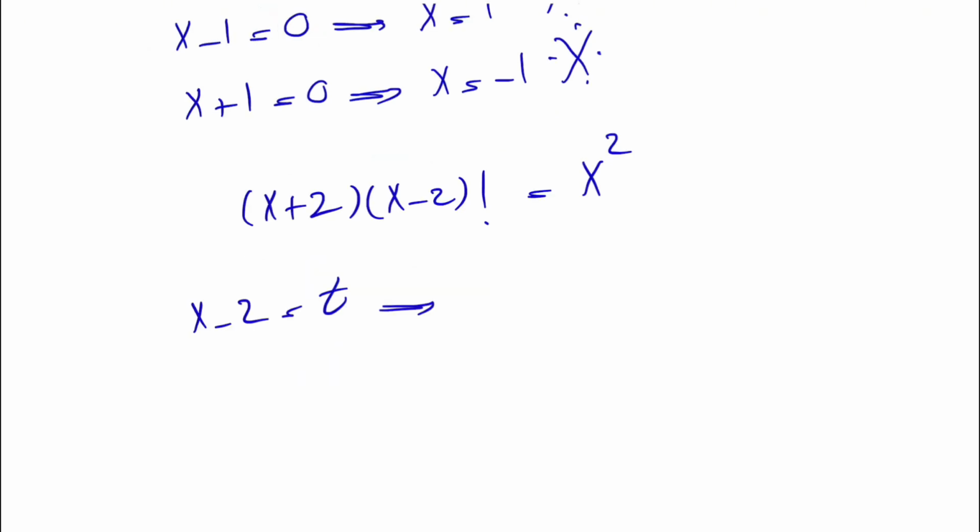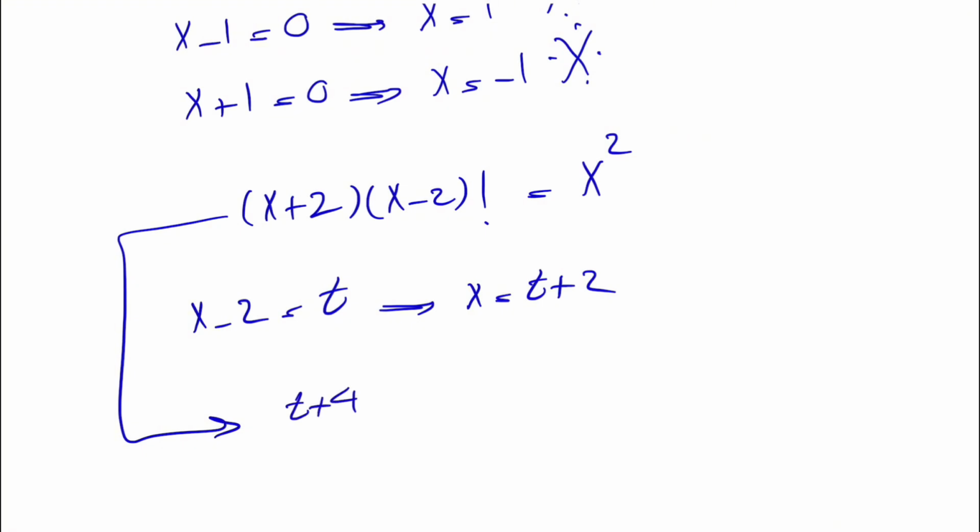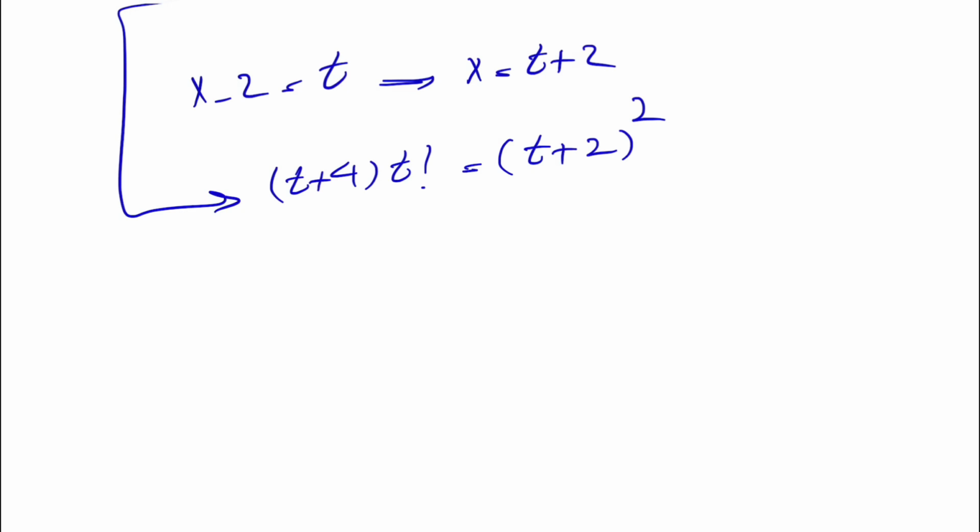So our x will be t plus 2. So if we come back to our equation here, basically x plus 2 is t plus 4, and instead of x minus 2 factorial we'll have t factorial, and we'll have t plus 2 to the power of 2. We have to be a little bit more creative in here in order to deal with this equation.